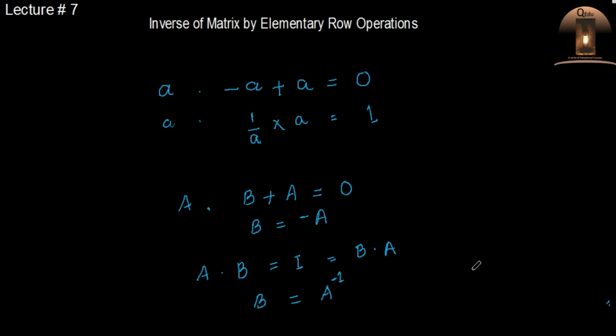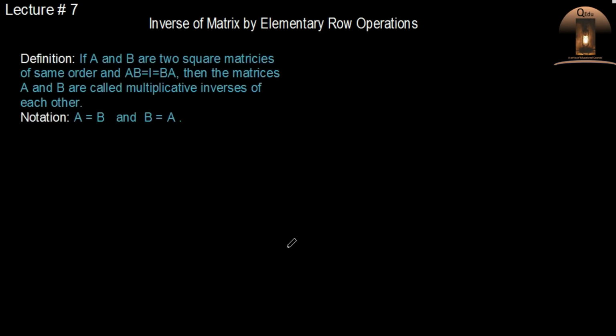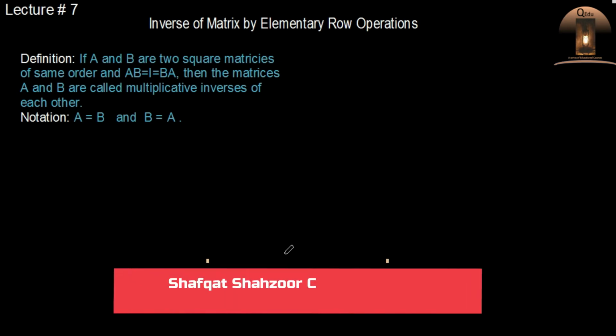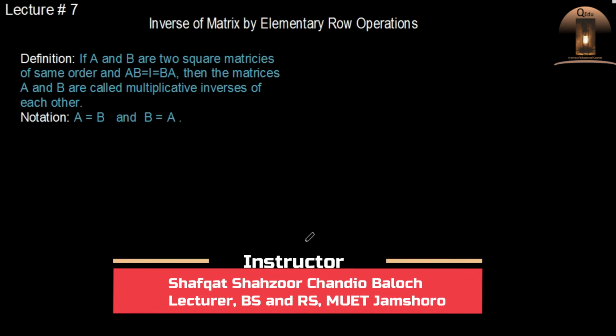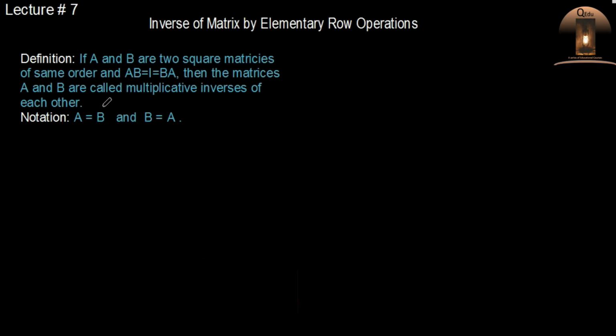Now let us see the formal definition of the inverse of a matrix. If A and B are two square matrices of the same order, and the product AB is equal to the identity matrix, and that is also equal to B into A, then the matrices A and B are called the multiplicative inverse of each other. We can denote A is equal to B inverse because the product is equal to the identity matrix, and we can also denote B is equal to A inverse. So both are inverse of each other.